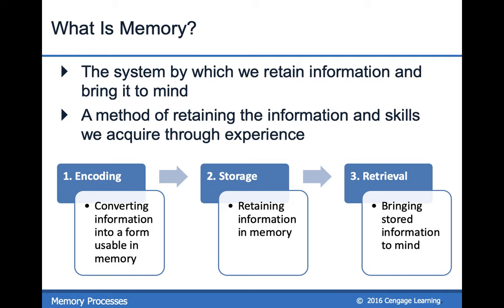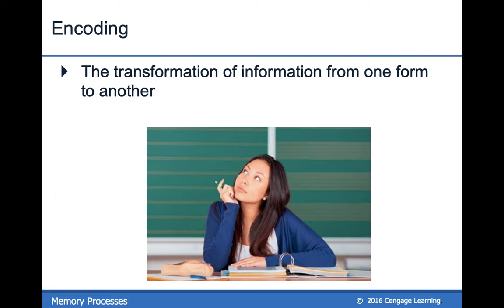Encoding, again, is taking that information in, storage is holding on to it, and retrieval is bringing that information back to mind. It's kind of like storing files in a filing cabinet. Encoding is taking it and putting it in the filing cabinet. It's sitting in the filing cabinet is storage, and then retrieval is bringing that piece of paper back when we need it.